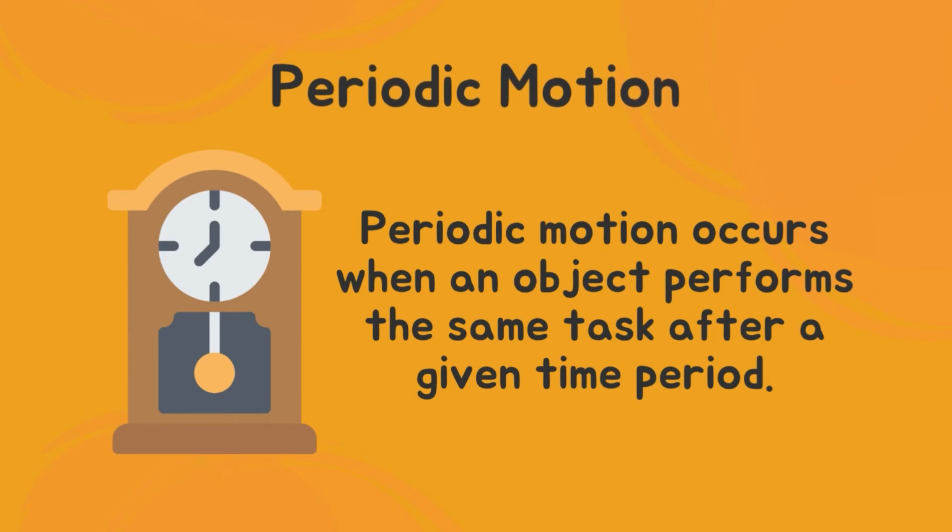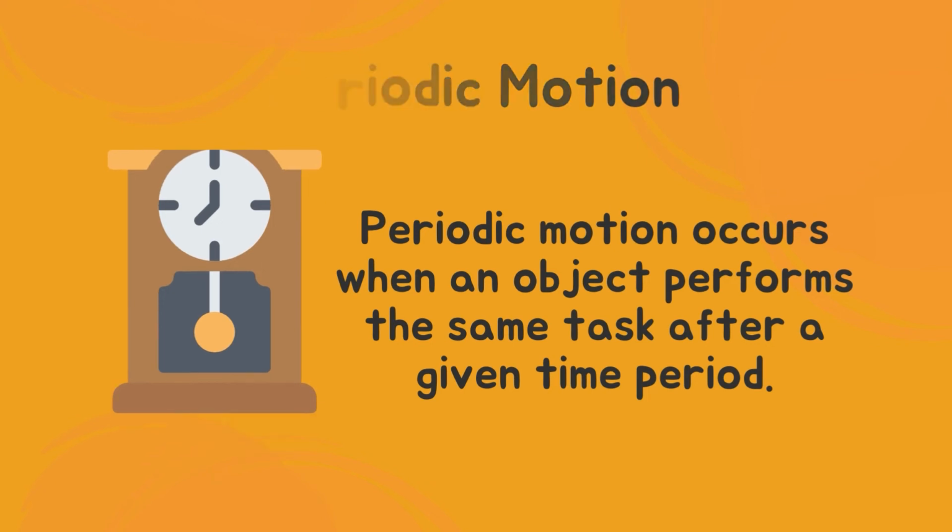Periodic motion. Periodic motion occurs when an object performs the same task after a given time period. An example of this could be a pendulum that moves back and forth on a grandfather clock every few seconds.